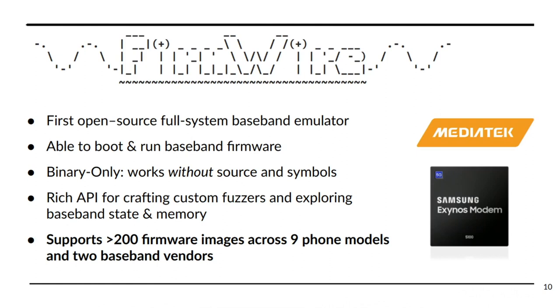We did try it on over 200 firmware images across 9 different phone models and 2 baseband vendors. So the phone vendors themselves may be different, but there are only like 5 or so actual baseband vendors. The ones that we looked at are MediaTek and Samsung Exynos. There are other notable ones such as Unisoc, Qualcomm, and then there used to be Intel, but it got bought by Apple. And then there is also Huawei's own HiSilicon stuff that people also looked at in the past. Sorry if I forgot any baseband vendors.